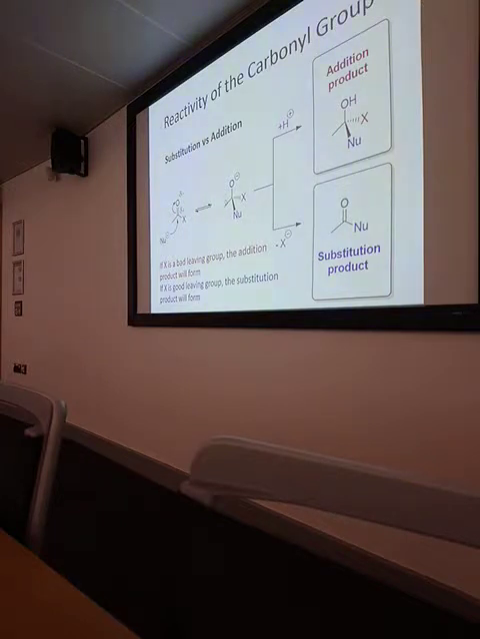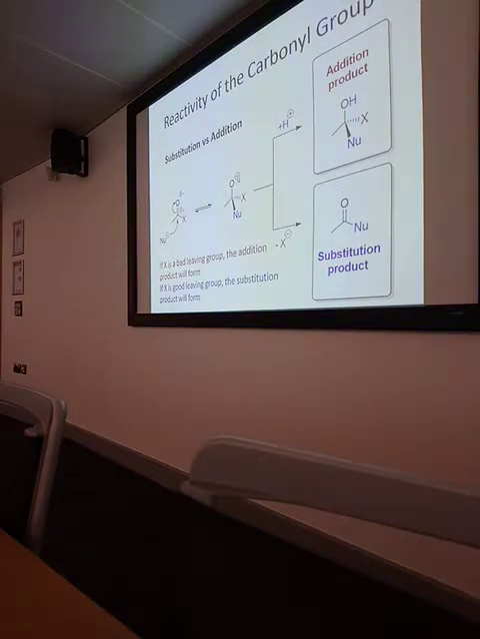Then there are two options. So if this negative charge can pick up a positive charge species, like a proton, for example this, that will give you what's known as the addition product, to add something to that carbonyl. But the other option is that if X here is a good leaving group, so it's quite happy to be on its own, so if you break this bond here, it will be relatively happy on its own and stable, you can get a substitution.